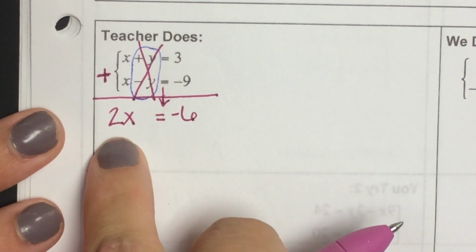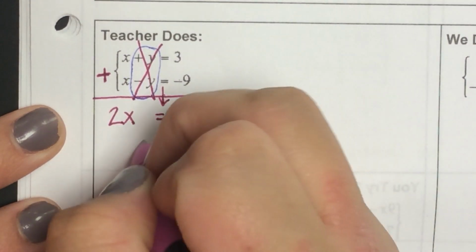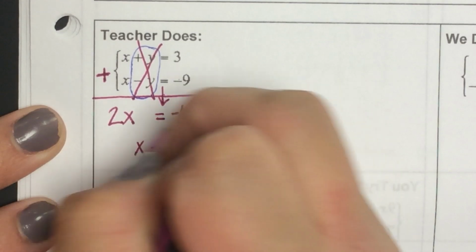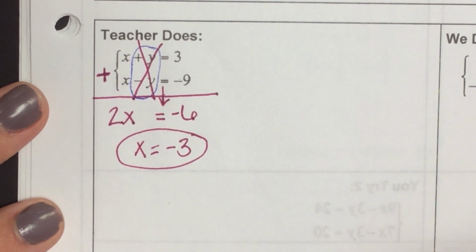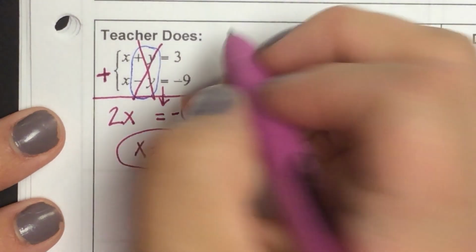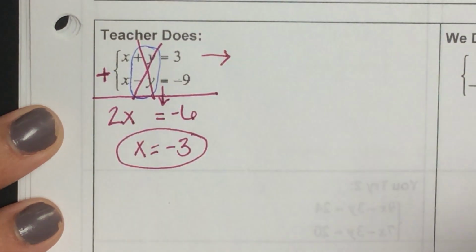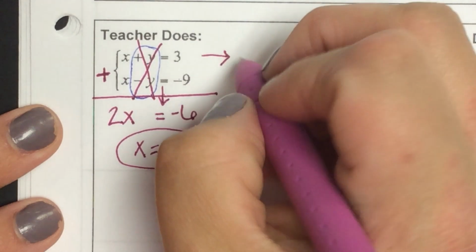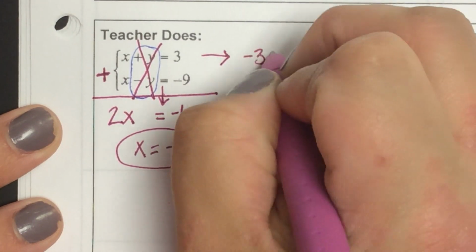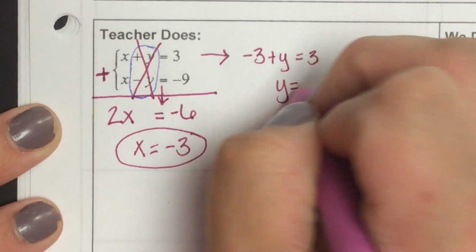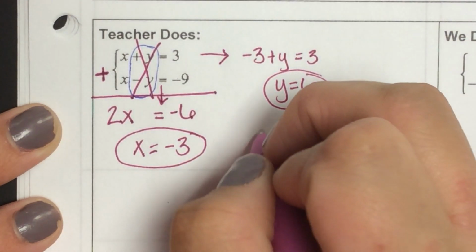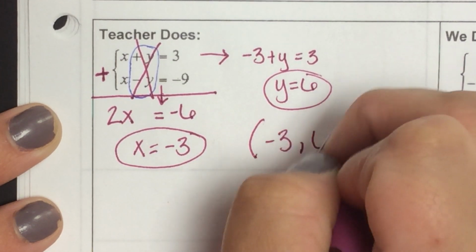And now I have this equation, 2x equals negative 6. Well, x is negative 3 then. And the same process that we used for substitution now takes over. If I know that x is negative 3, I can go plug it back into one of the originals. I would probably choose this one just because they're positives. I don't know, there's really no reason. So negative 3 plus y equals 3. So y is 6. And then I make it into a point.